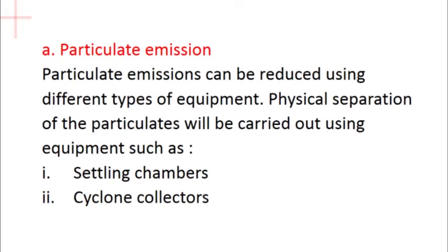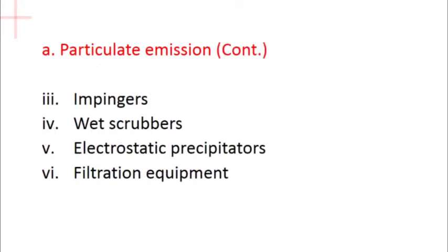particulate emissions can be reduced using different types of equipment. Physical separation of the particulates can be carried out using equipment such as settling chambers, cyclone separators, impingers, wet scrubbers, electrostatic precipitators, filtration equipment, to name a few.